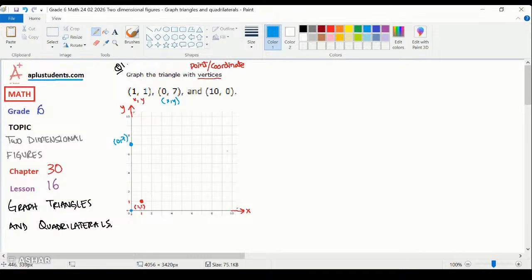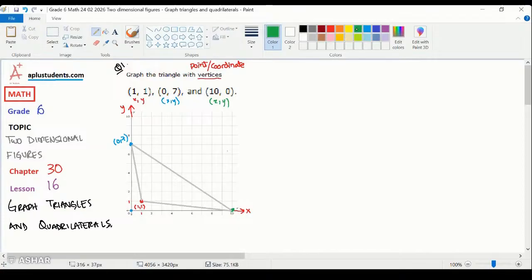And the last point is 10, 0. So we have x was 10 and y was 0. We put x 10 and y 0. Once we have these points, we join the points together to form the shape. Since there are 3 points given to us, that means it will form a triangle.